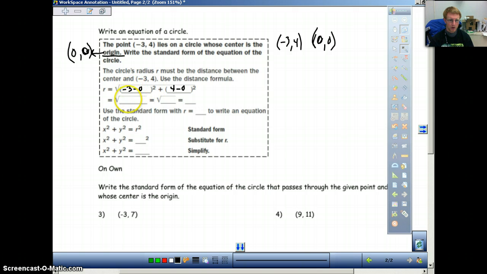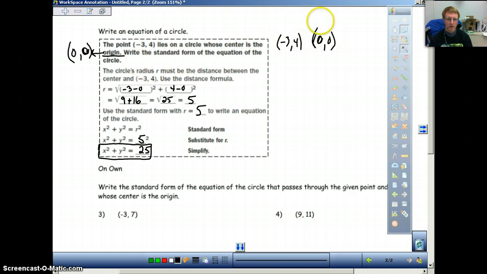So negative 3 squared is 9. 4 squared is 16. 9 plus 16 is 25. The square root of 25 is 5. So we're going to use the standard form with r equaling 5. So again, we plug it in. x squared plus y squared equals r squared. So that means we have 5 squared, which is simply equal to 25. So there's our equation.